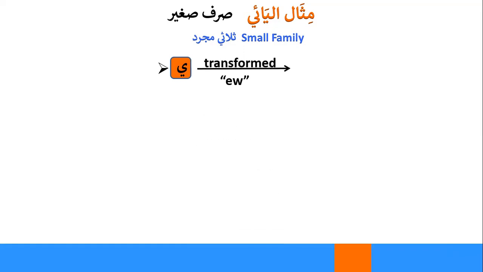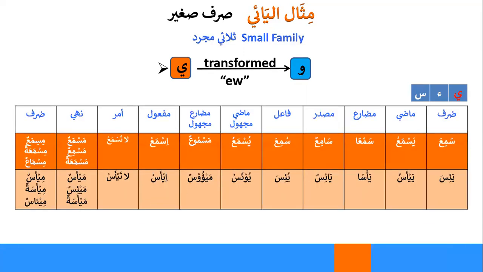Now let's look at Mithal Ya'i in Sarf Saghir. So here are a few rules, first in Sulasi Mujarrad, the small families. When Ya is producing the E U sound, it is transformed to Waw, rather the U E or E U sound. And in this case, we have the Sami'a family: Ya Isa, Ya Asu, Ya Asan, Ya Isun, Fahuwa Ya Isun, and then Sami'a.